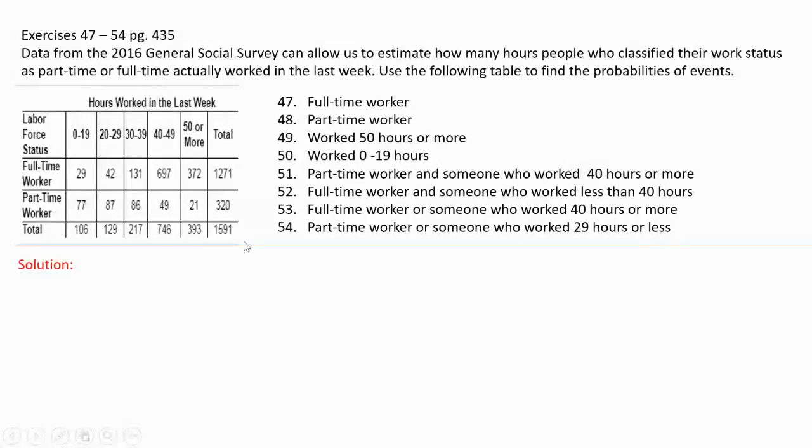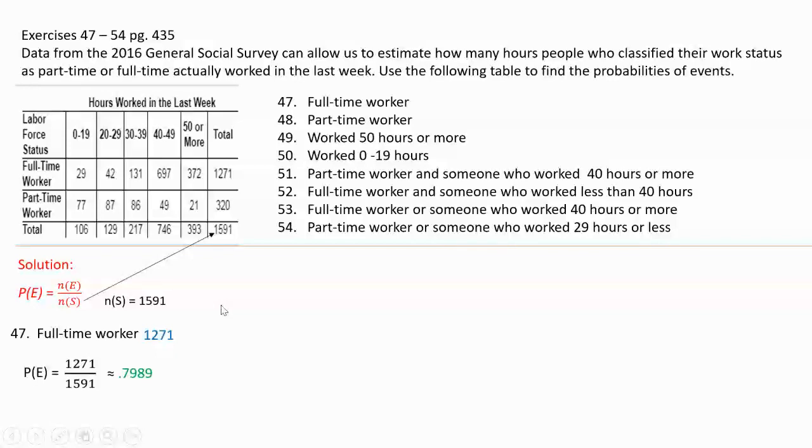Okay, now here's the solution. Right, so we know that's going to be the probability of the event, the number of the event over the sample space. My sample space will be, in this case, the total, which will be 1,591. So that's my sample space. For the full-time worker, we go here to full-time worker, the total will be 1,271, over the sample space, which will give us approximately 0.7989.